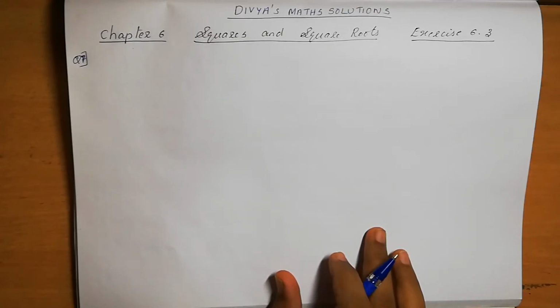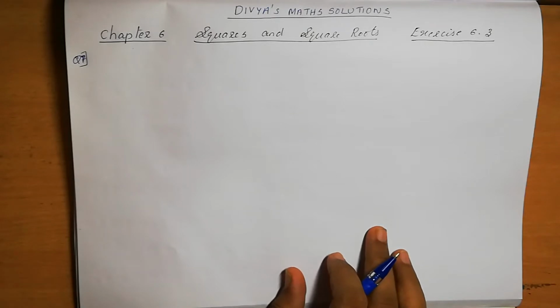Today we are going to discuss Chapter 6, Squares and the Square Roots, Exercise 6.3. Question number 7. The students of Class 8 of a school donated ₹2,401 in all for Prime Minister's National Relief Fund. Each student donated as many rupees as the number of students in the class. Find the number of students in the class.